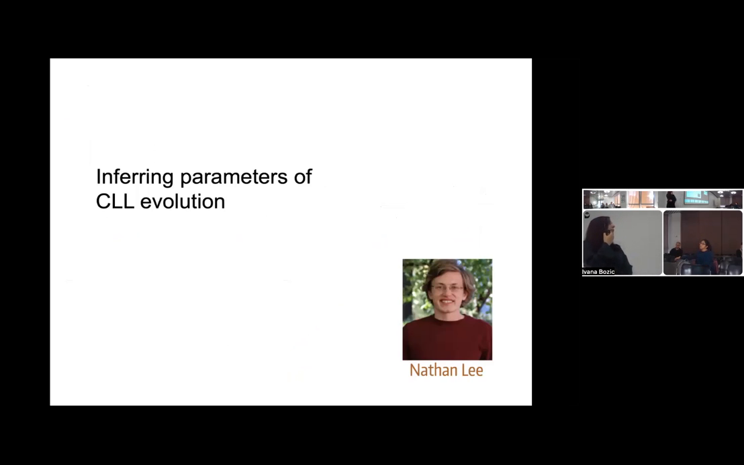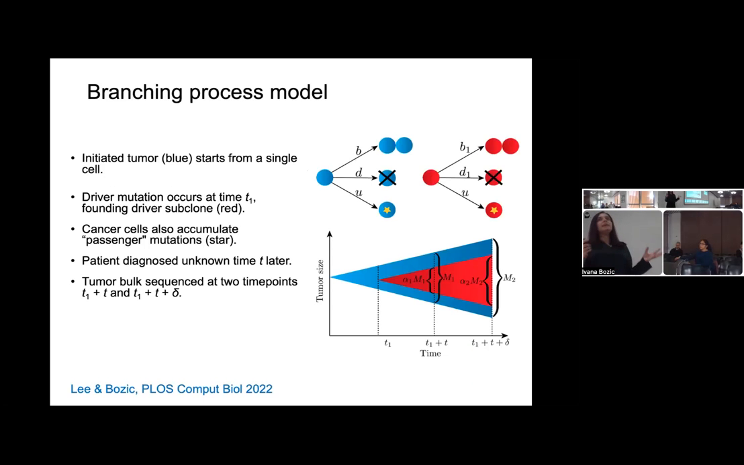And in this follow-up study with my former graduate student, Nathan Lee, who is now at BIFOLD in Berlin, we tried to look a little more closely into this data and infer more parameters than just the growth rates and the selective advantages. We did that by studying a multi-type branching process that takes into account different subclonal populations that have driver mutations. Here we are only depicting a single subclone, but we generalize it to the case of many subclones. And also by taking into account the accumulation of passenger mutations.